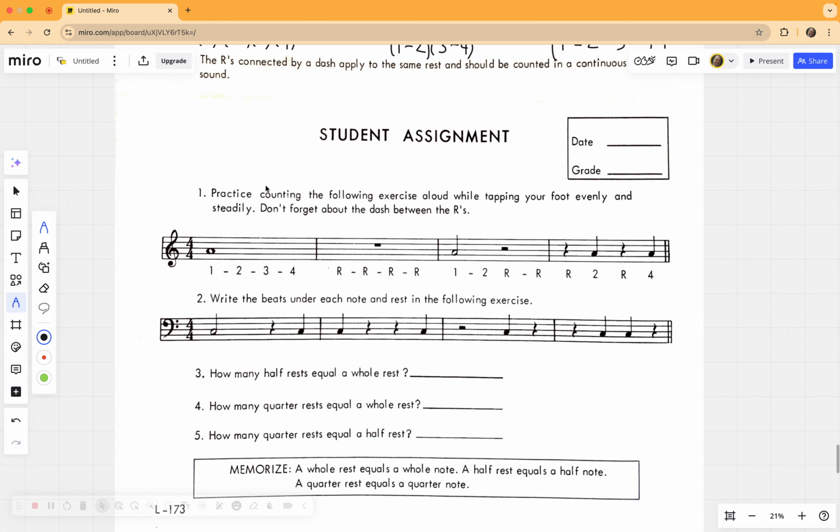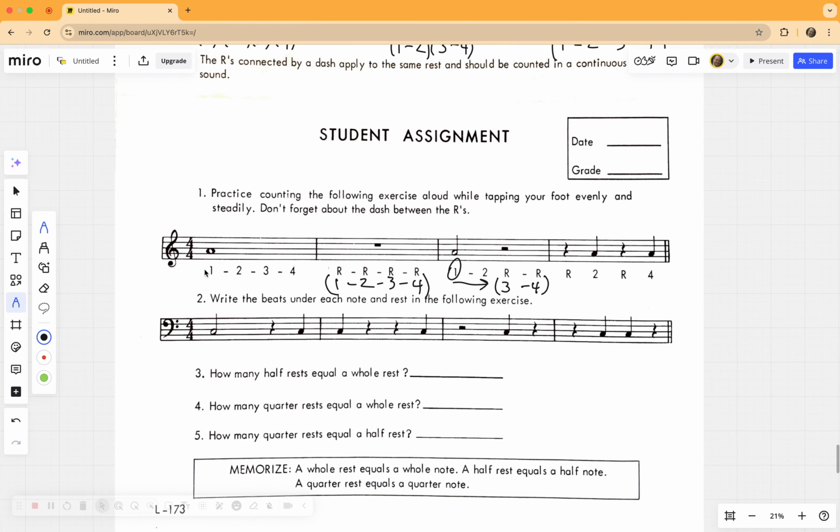Now notice if you're just using the R's, you may get lost. So let's do this technique I showed you earlier. Put the numbers 1, 2, 3, 4 in place, and now you know you're not playing for any of the counts in that measure. And when you get back to this number 1, you can see it's a half note. We would play on the number 1. We would hit there, hold through 2. And then we would rest on 3 and continue that rest through 4.